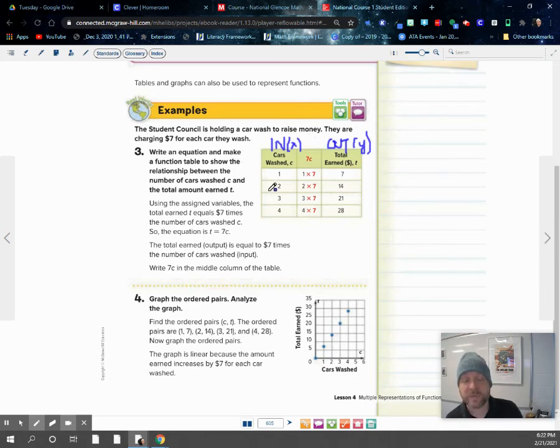So we can actually go through, and each one of these would be an ordered pair. So our first ordered pair here would be 1, which would be our x value, and 7. There we go. Now, you see 0, 0 here, and that would be at our origin, because if we didn't wash any cars, we got no money. So our total value would start at the origin. So 0, 0, then we go to 1, 7, 2, 14, 3, 21, just like here on the chart, and 4, 28. And then if we wanted to, of course, we can draw that beautiful line, because, again, this is a linear function. All right, so there we go.